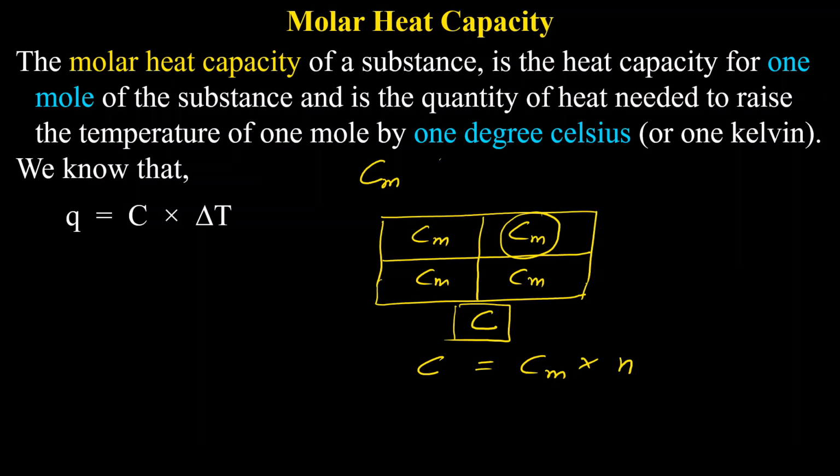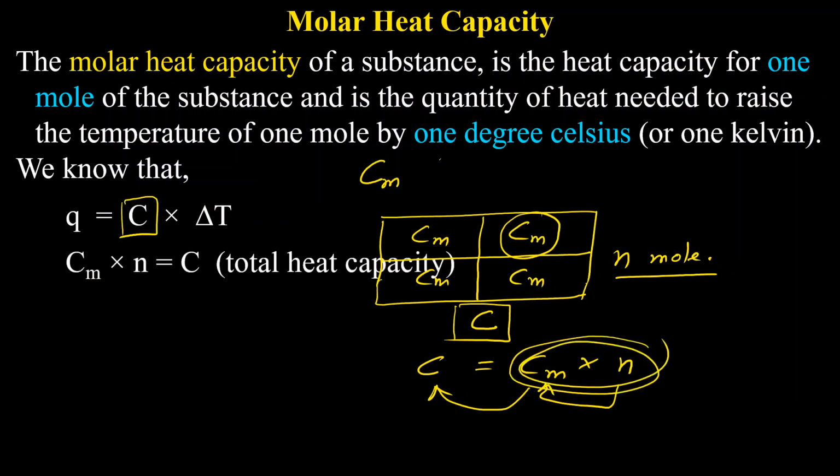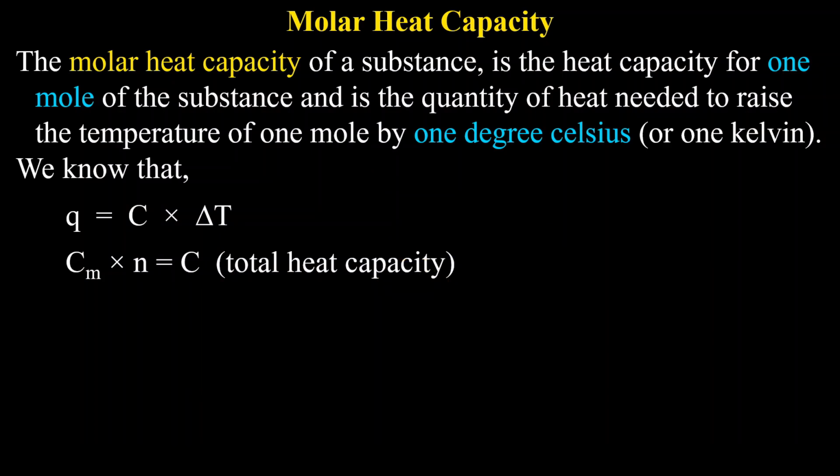So suppose we have n moles instead of 4, that was just for example. If we have n moles, we will multiply by n to get the total heat capacity. It means this C I can write as Cm into n. Cm into n will give me total heat capacity. This I can substitute in place of this C. I can substitute Cm into n. So I get the relationship for molar heat capacity.